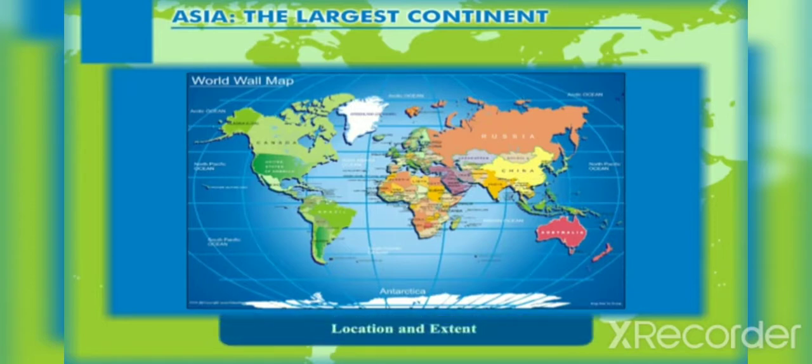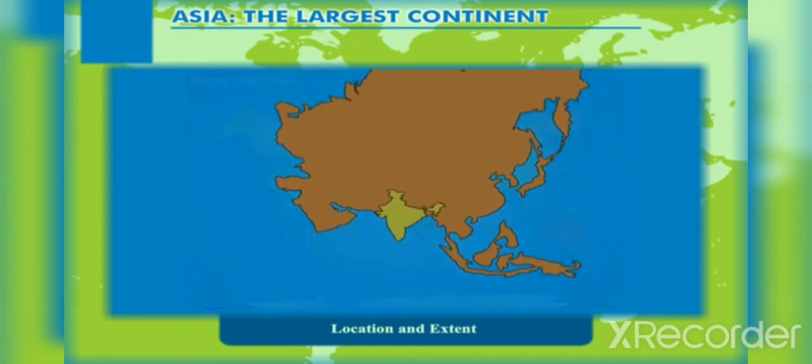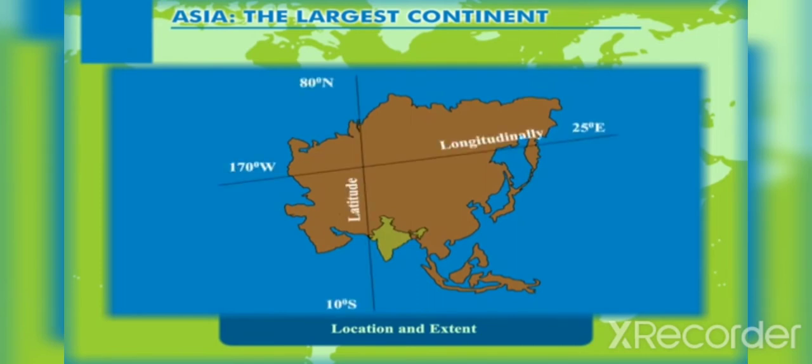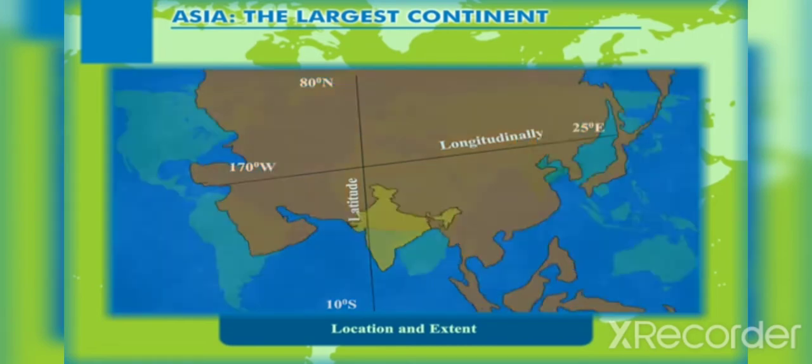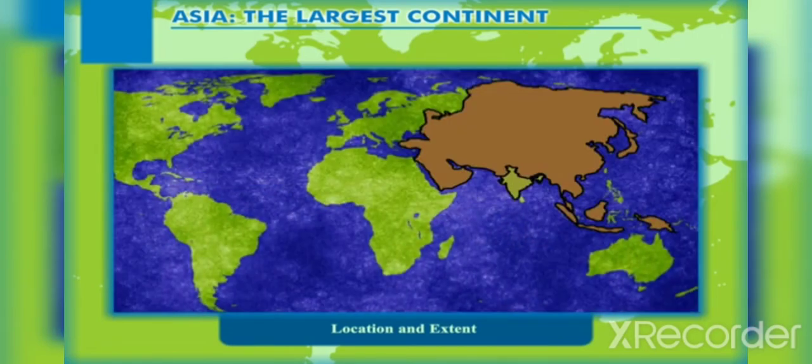Location and extent. Asia, the continent to which our country India belongs, is the largest among the 7 continents. It extends from 80 degree north latitude to 10 degree south. Longitudinally, it stretches from 25 degree east to 170 degree west. It occupies almost 1/3 of the total land area of the earth.